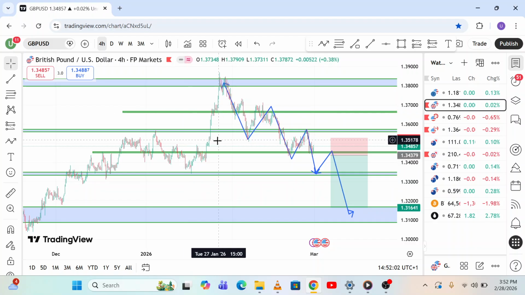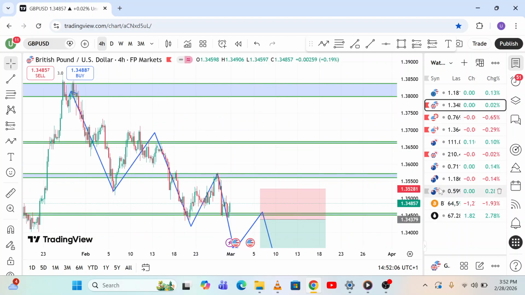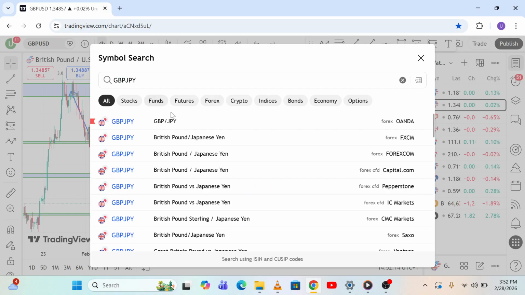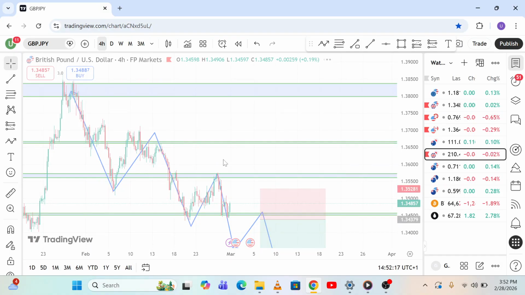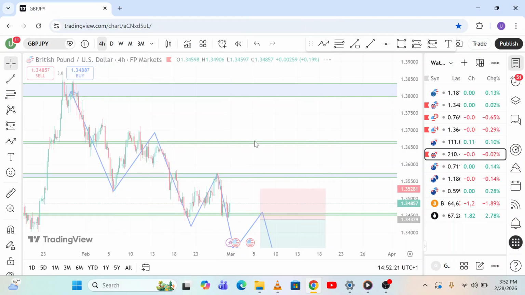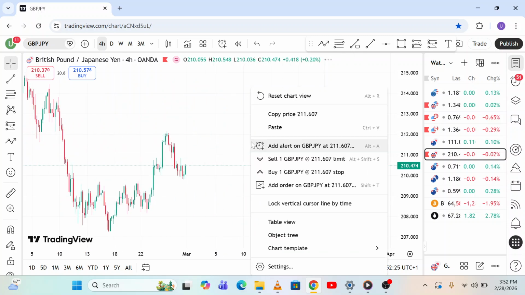And let's go to the GBP JPY. GBP JPY, where is it? Let's search it. GBP JPY, and let's see. The internet is lagging, guys. It's not my fault.